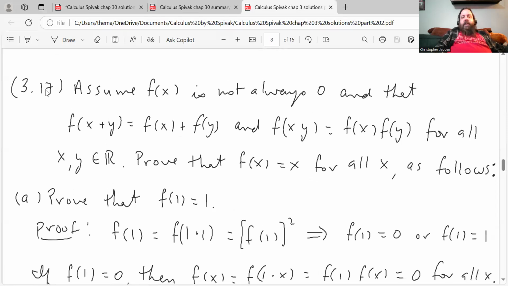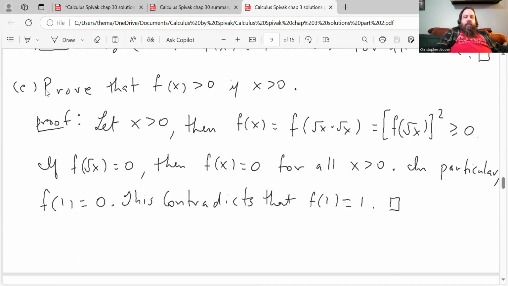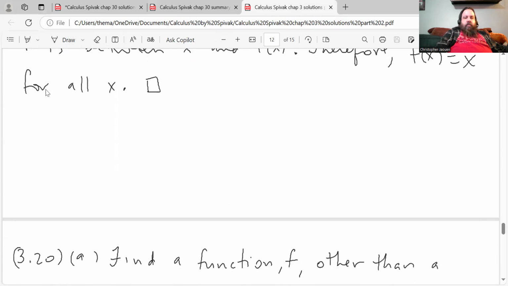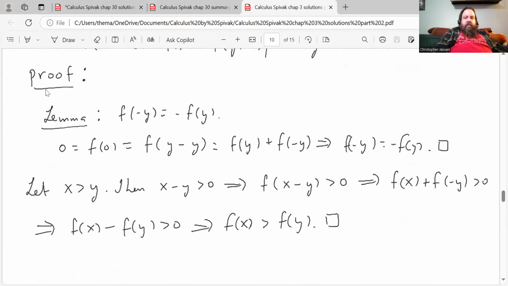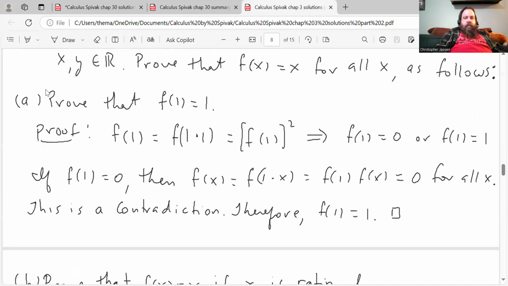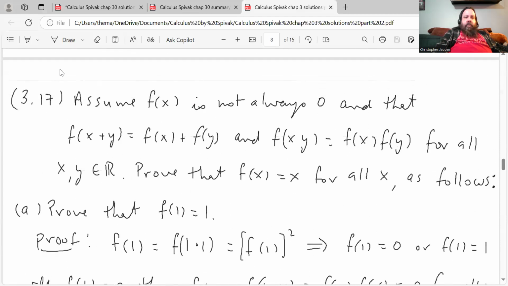Assume f of x is not always 0, and that f of x plus y equals f of x plus f of y, and f of xy equals f of x times f of y for all x, y in R. Prove that f of x equals x for all x as follows. There's a bunch of parts; it's a long proof that we went through to prove that's the case. So if you want to see that, go back to my video, go to the Patreon page. Okay, but we're going to use this theorem here.